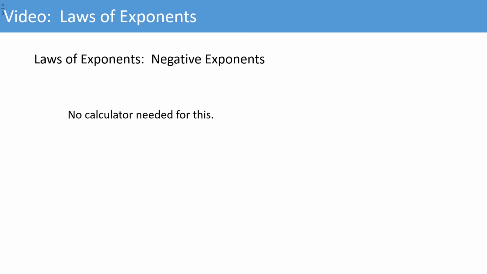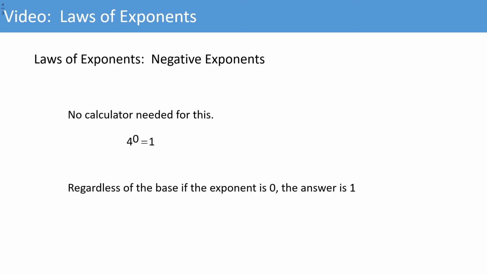No calculator needed for this. 4 to the exponent 0 is 1. Regardless of the base, if the exponent is 0, the answer is 1.